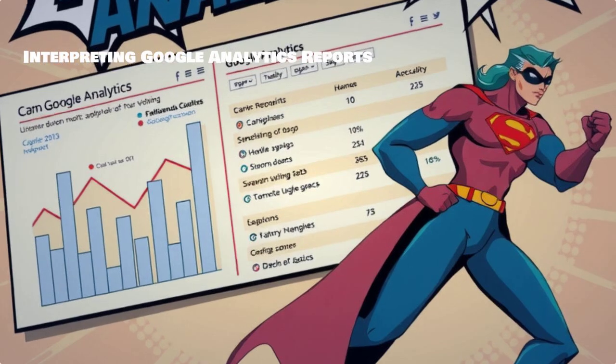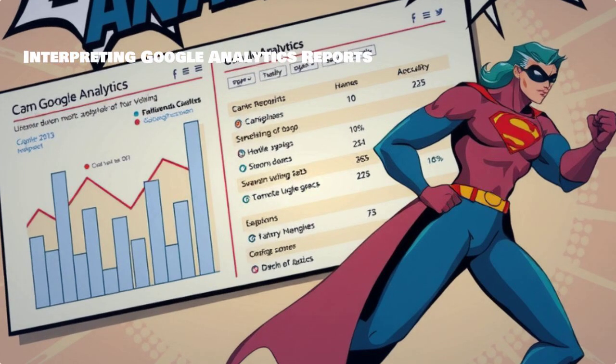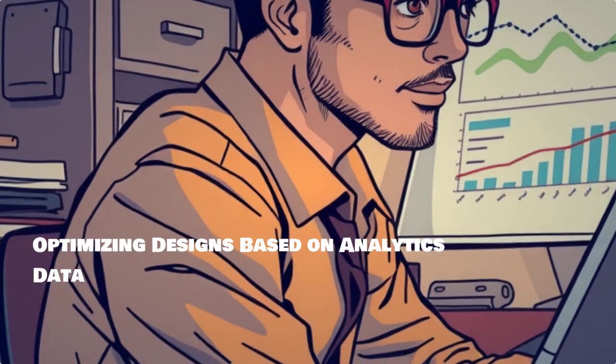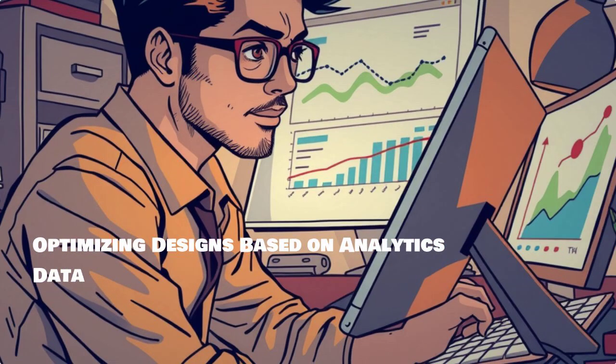Interpreting your Google Analytics report is crucial. Look for metrics like user engagement and session duration to understand how your Canva designs are performing. Use the insights gained from your analytics to optimize your designs. Maybe you'll notice certain styles perform better.